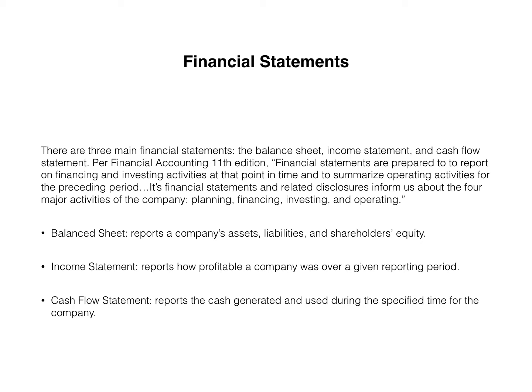operating. The balance sheet. The balance sheet reports a company's assets, liabilities, and shareholders' equity. The income statement. The income statement reports how profitable a company was over a given reporting period. And the cash flow statement reports the cash generated as well as used during a specified time for the company.